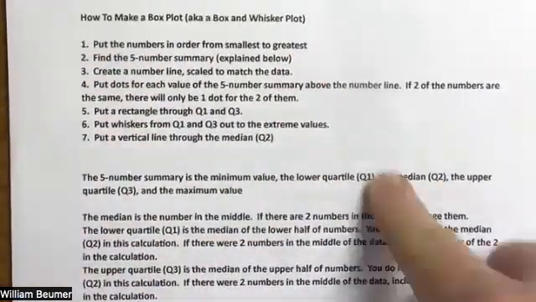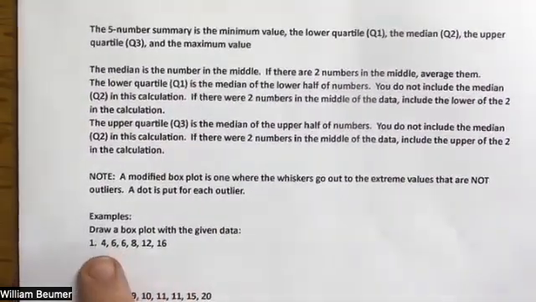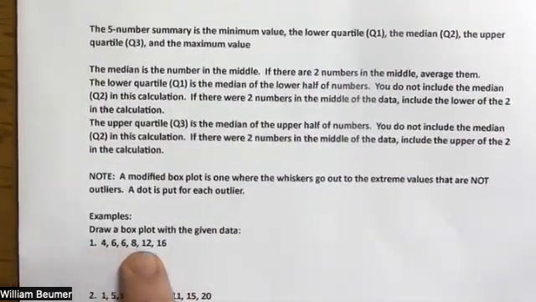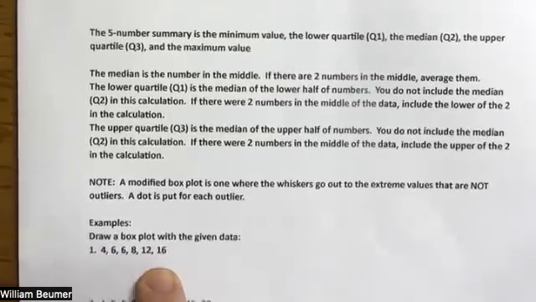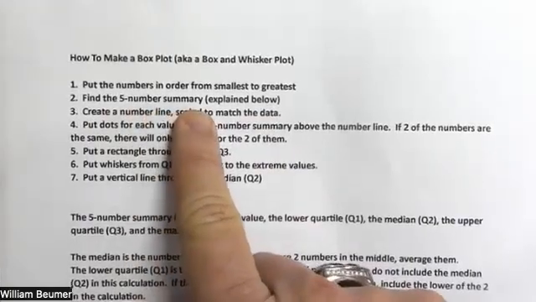I have this printout for you, and I'll give it to you. Like in this example, all the numbers have been put in order, so we're ready to go there. We've completed step 1. Next is to find what is known as the 5-number summary.